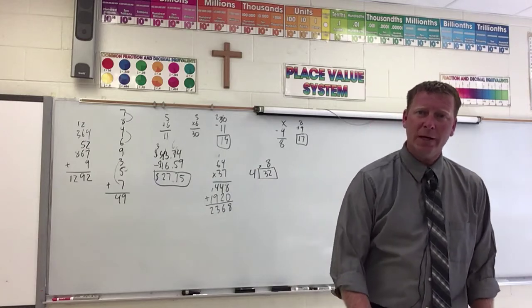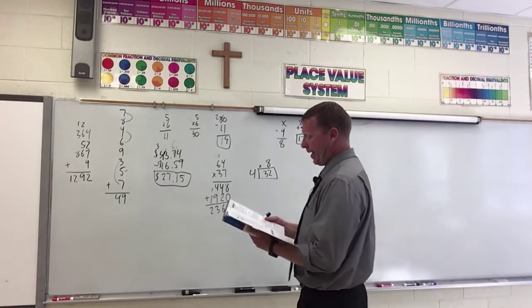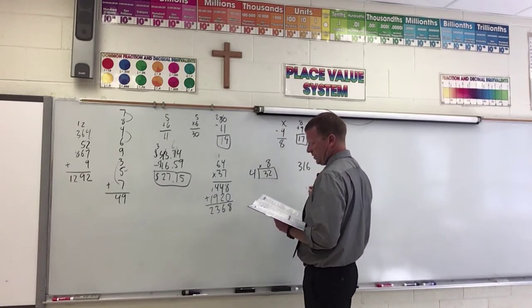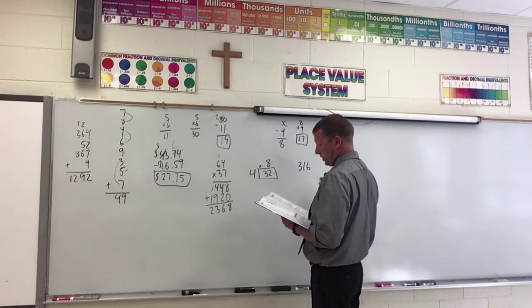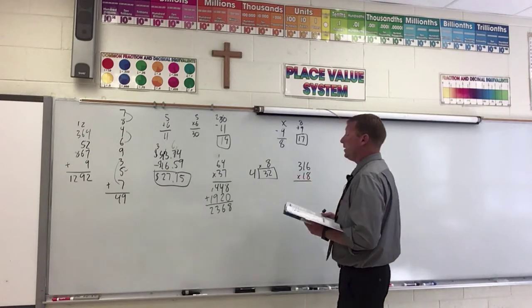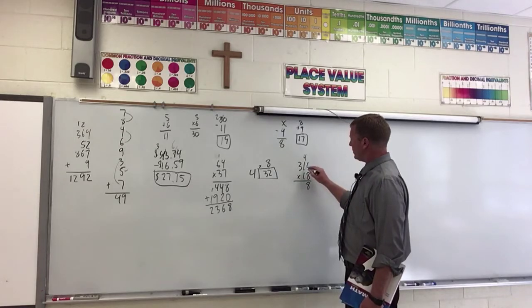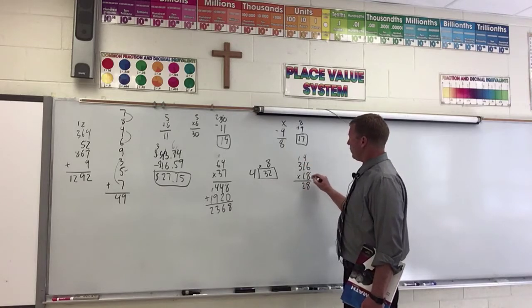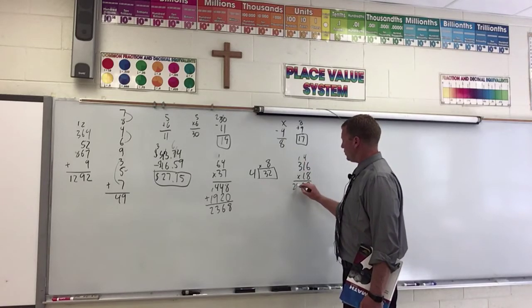What does parentheses mean? Multiply. I'm putting the bigger number on top. 316 times 18. 8 times 6 is 48, carry the 4. 8 times 1 is 8, plus 4 is 12. Carry the 1. 3 times 8, 24, plus 1, 25.